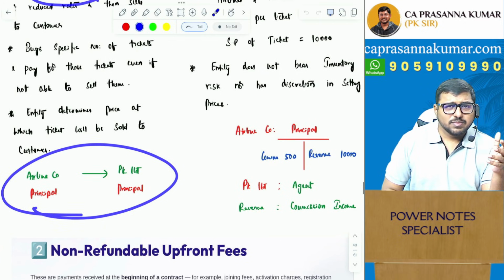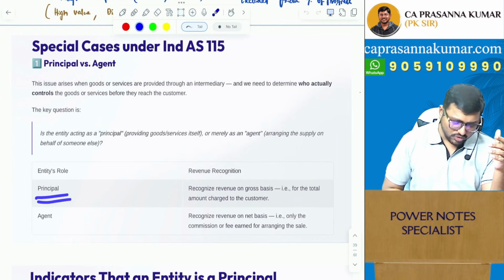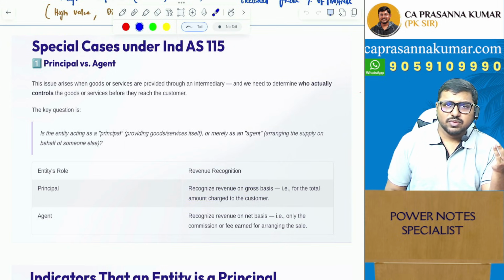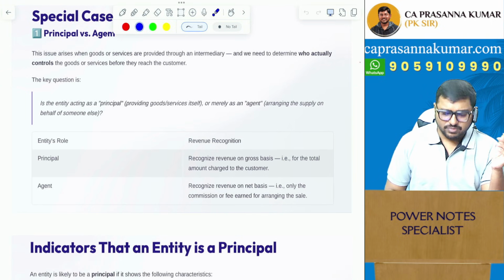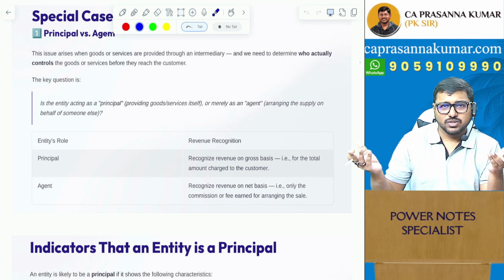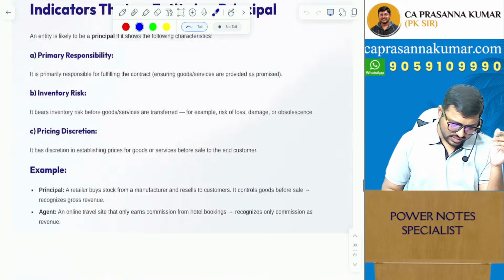Now, in case of a principal relationship, how to recognize the revenue? Very simple. See here. If your role is principal, then just recognize revenue on a gross basis. That's all. Whatever amount you collect from the customer will be your revenue. Of course, the cost of purchase will be your cost, because you have bought tickets, that will be your cost. Revenue minus cost is your profit. So that's what I've written here. I hope this is clear.